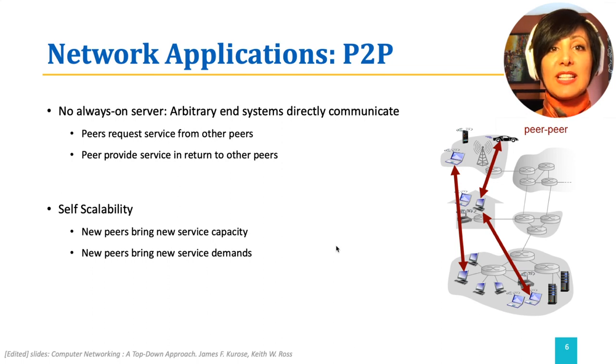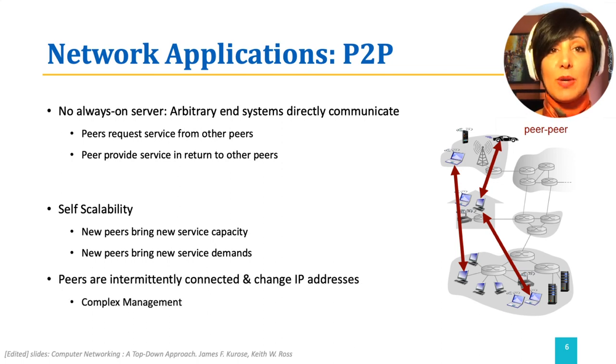The peer-to-peer architecture does not have an always-on server with a known address to respond to the requests. Peers come and go, and they have different IP addresses in their intermittent connections. Therefore, a complexity in peer-to-peer systems is about managing the peers and managing the service as the peers come and go.